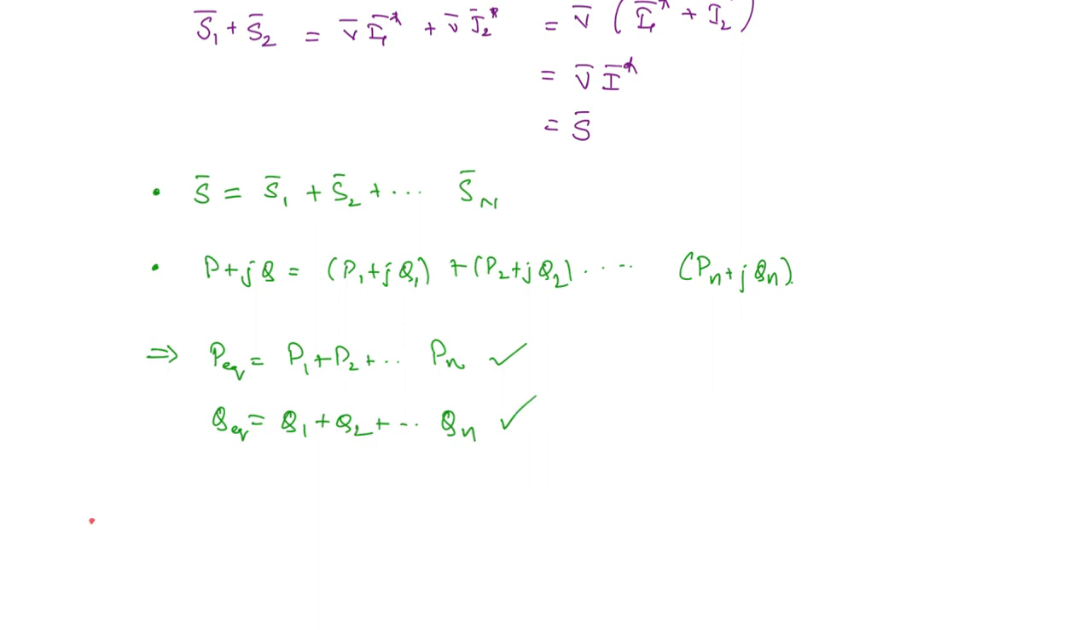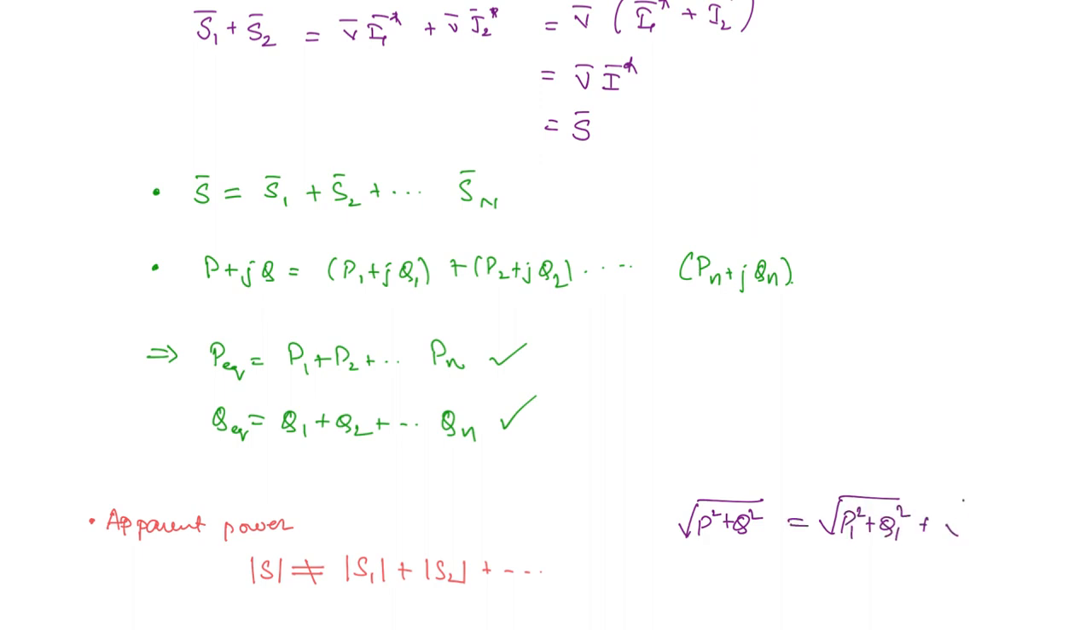Whereas, if you take the case of apparent power, you cannot write that mod S is equal to the sum of the individual apparent powers. Why is that the case? Because S will be root over P square plus Q square, and S1 will be root over P1 square plus Q1 square. So, these are not equal if you take two of the elements. That is why the apparent power we cannot write as the sum of individual apparent powers.